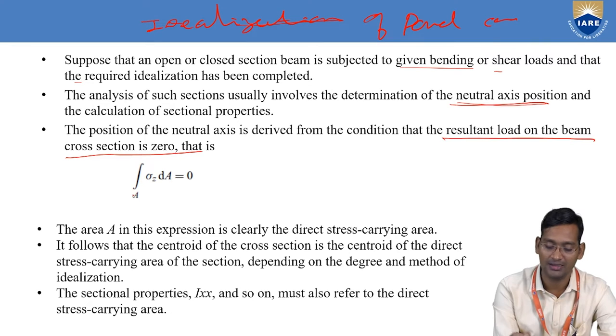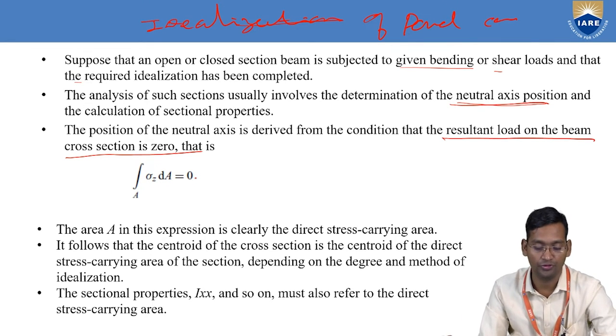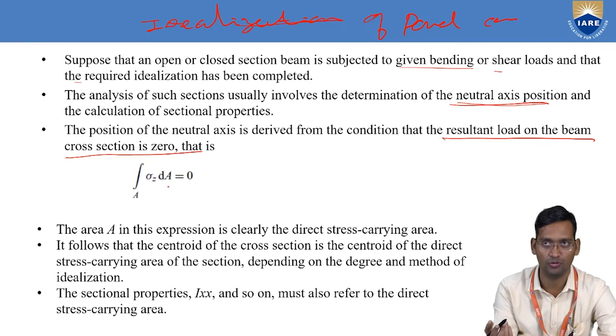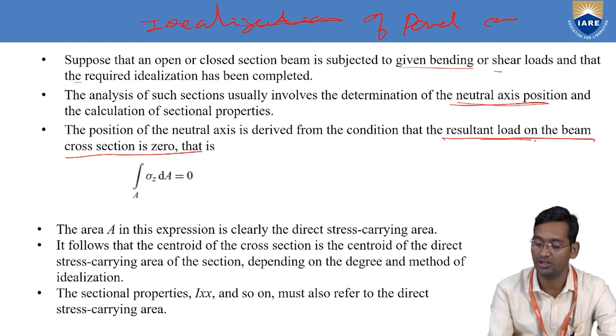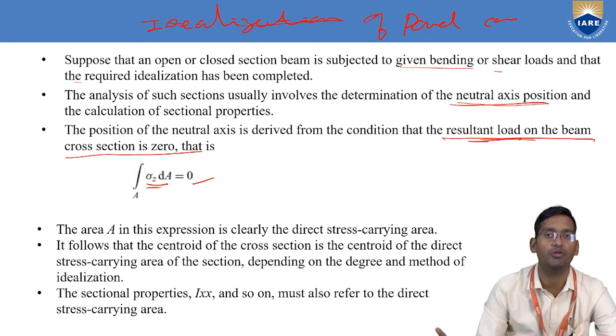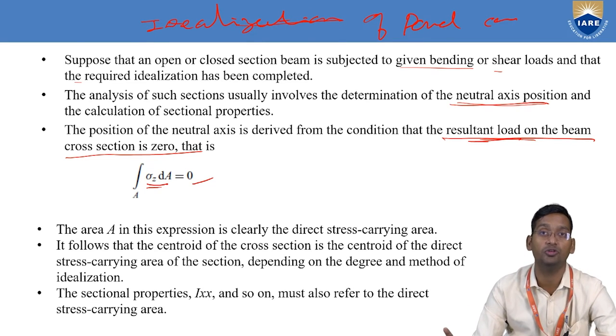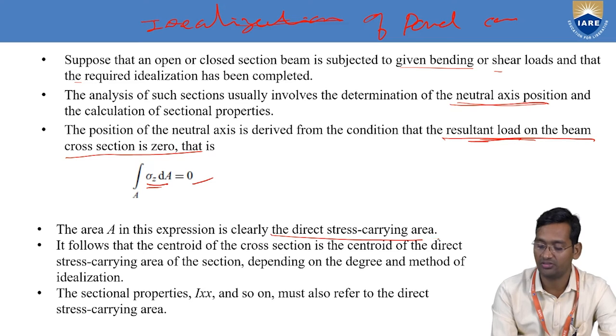Hence, over the area, meaning over the entire area, the integral of sigma z dA equals 0. Or you can say stress into A is the force, that is how much load is acting. That must be equal to 0. That's why it mentions the resultant load. That load must be equal to 0. So the point at which the load is 0 in the cross section will be the neutral axis position. The area A in this expression is clearly the direct stress carrying area.